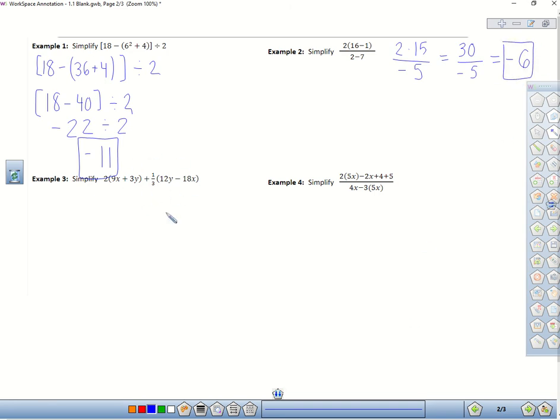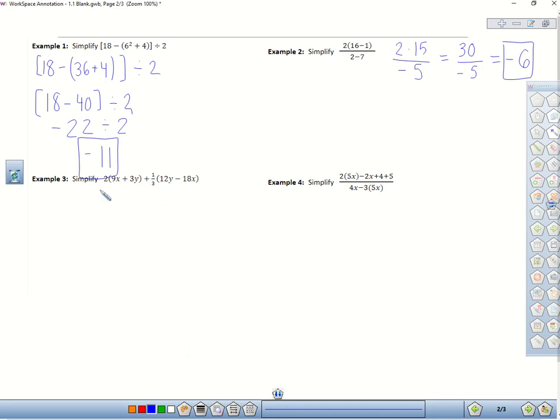Now you'll notice down here, we're working with an expression, but the expression does have some variables in it, which means that we may not be able to fully simplify it down to a number in all cases. But we're going to simplify as much as we can. We're going to use order of operations, and then we're going to combine like terms.